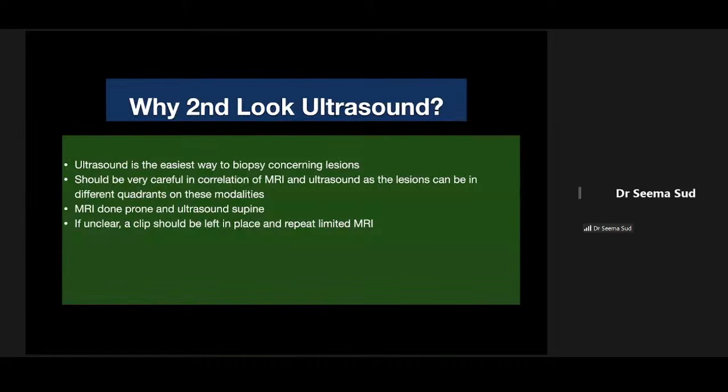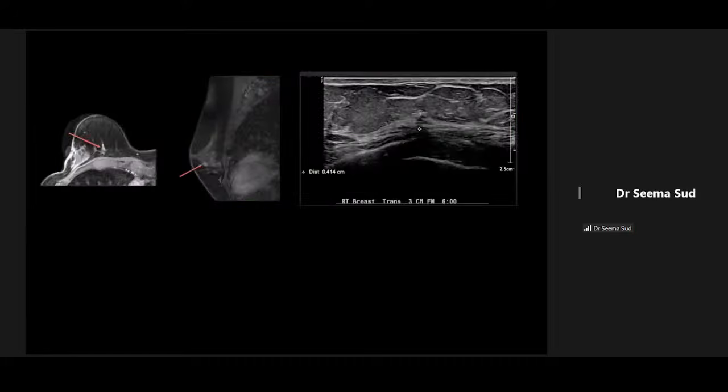So why do we do a second look ultrasound? Because ultrasound is the easiest way to biopsy any concerning lesions. But you have to be very careful when you're correlating lesions seen on MR with ultrasound, because MR is done in the prone position and ultrasound in the supine position. And if you're not sure, a clip should be left in place and you should repeat an MR before you actually go ahead and biopsy doing ultrasound guidance.